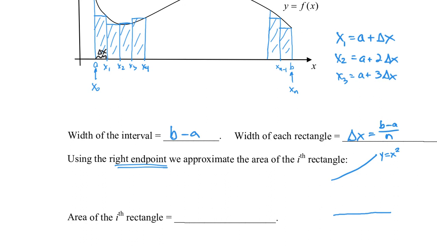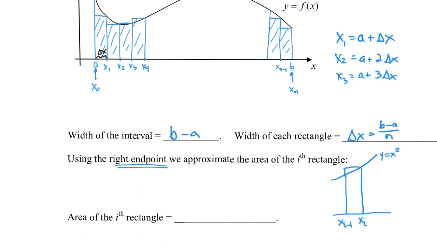Then what we would get is the two sides of the rectangle here. So if this is the ith rectangle, then this would be x sub i, and then this would be x sub i minus 1. Just think, if it's the second rectangle, here's 1, 2, here's the second rectangle, this is x sub 2, and this is x sub 2 minus 1. So this will be here. Since we're using the right endpoint, this would come across here.